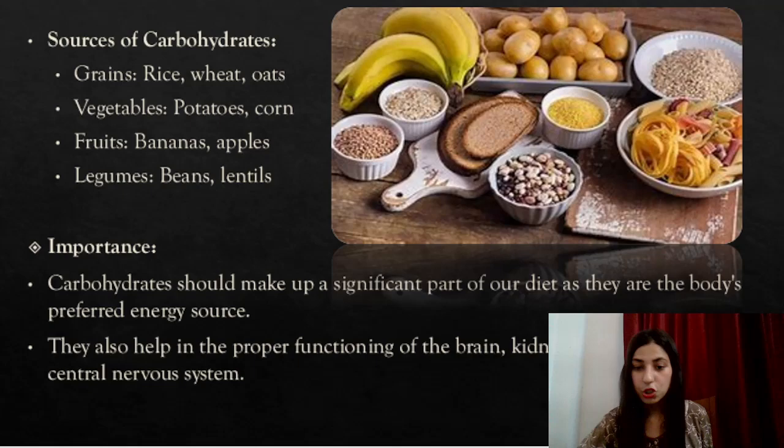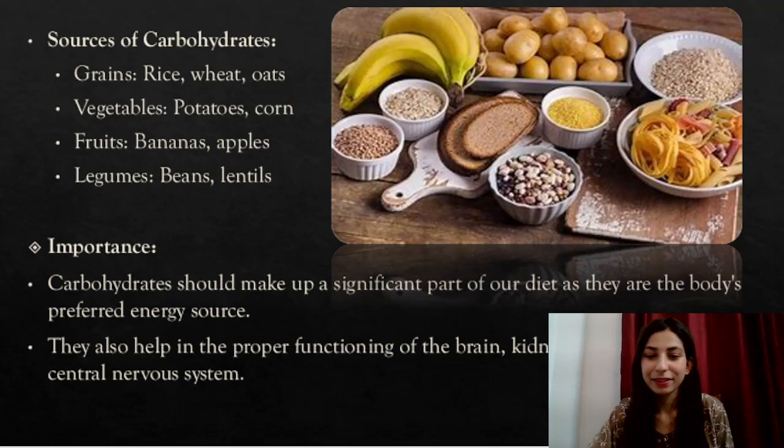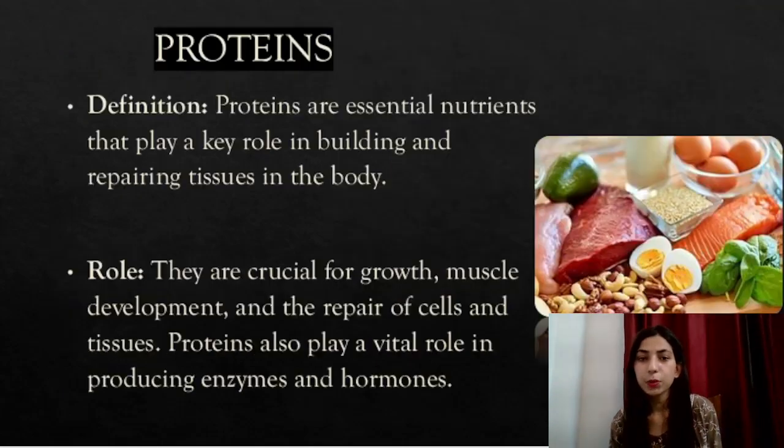So the major function is to provide energy, but there are some different functions as well, like proper functioning of the brain. So you need to know the minor functions of these nutrients as well. These carbohydrates are very important, and they also perform these minor functions. So let's come to proteins now.